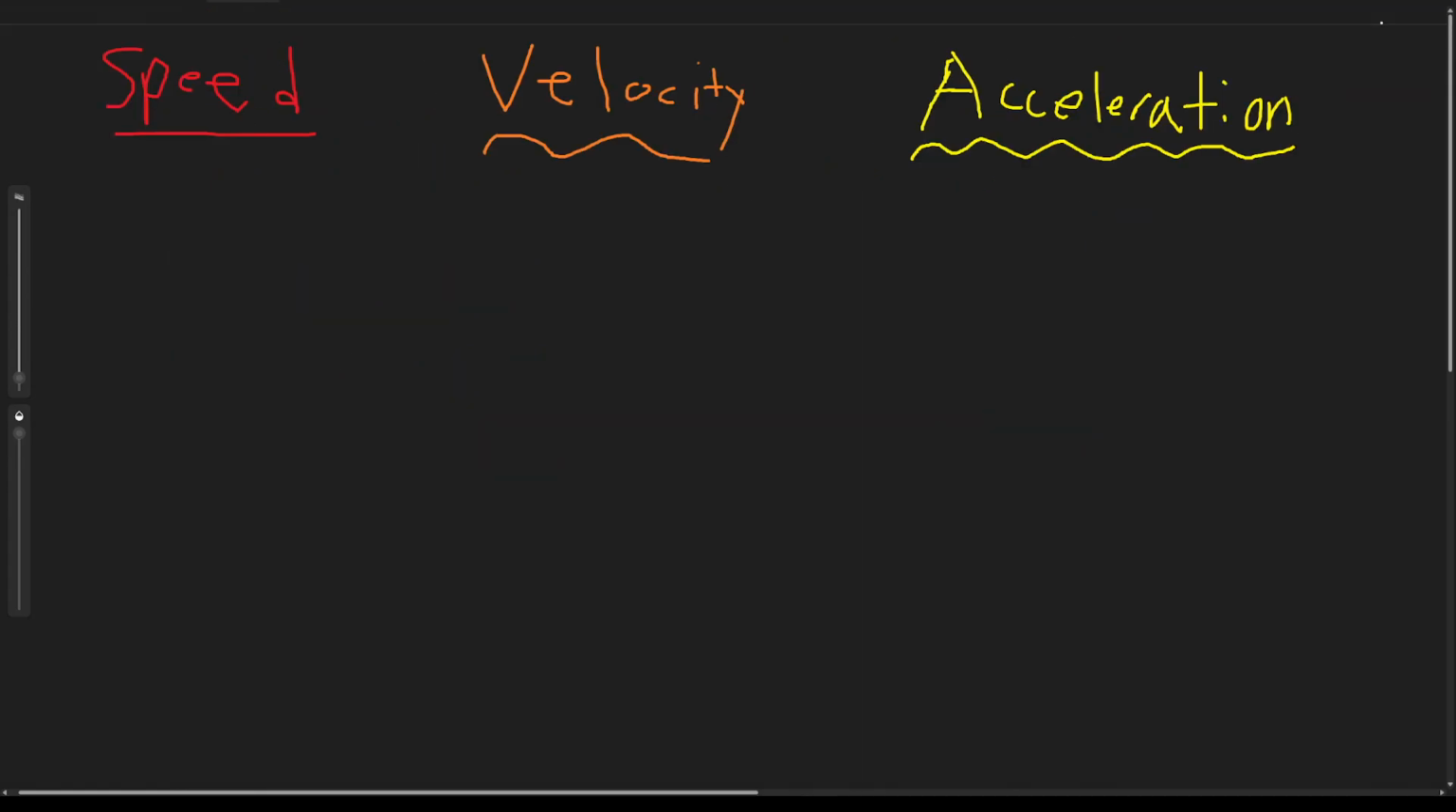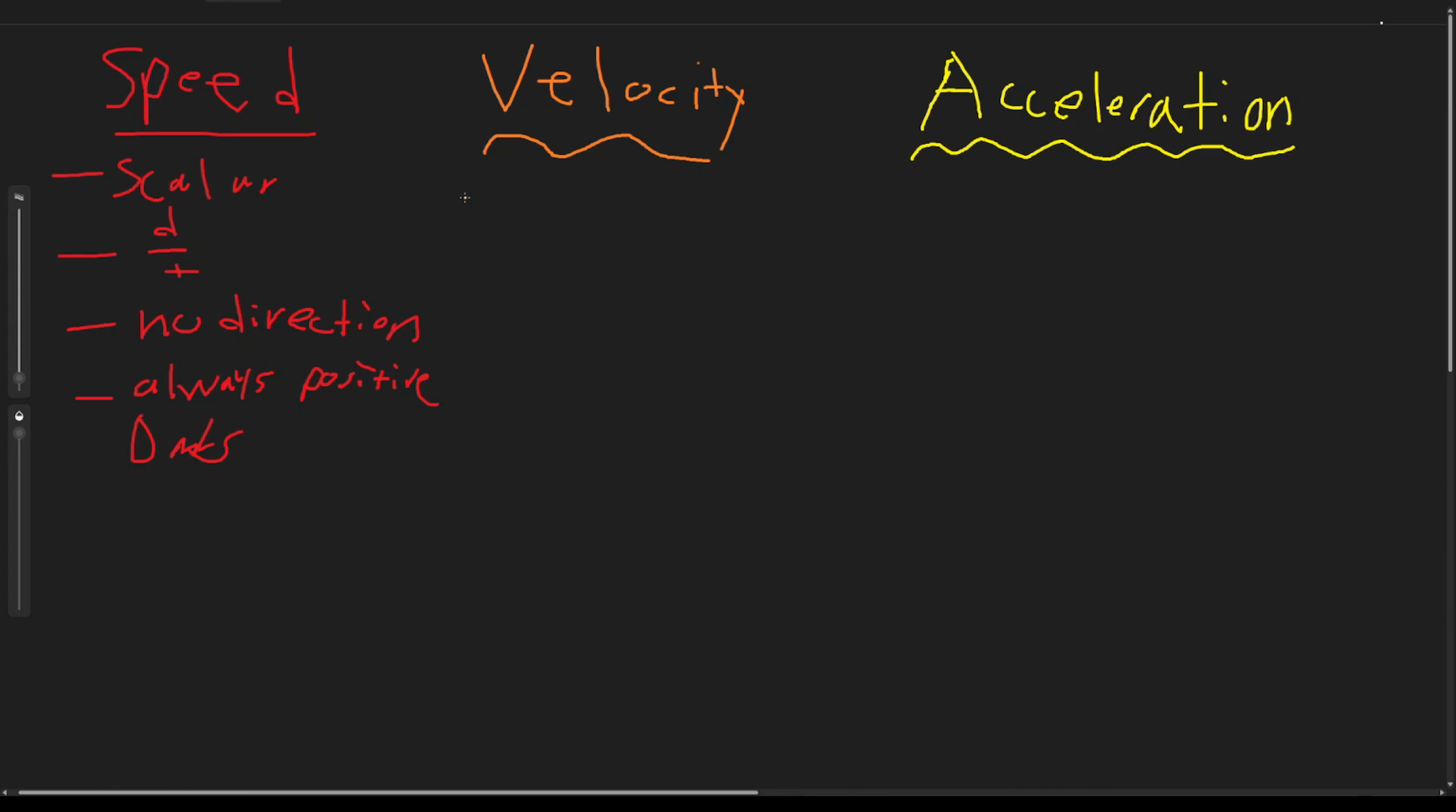So just to wrap this up, let's compare all three of these now. Speed, we know it's scalar. Formula is distance over time. No direction. And I forgot to mention this, but speed is always going to be positive. Because even if you slow down all the way to zero, it's just going to be 0 meters per second. It's never going to be negative.